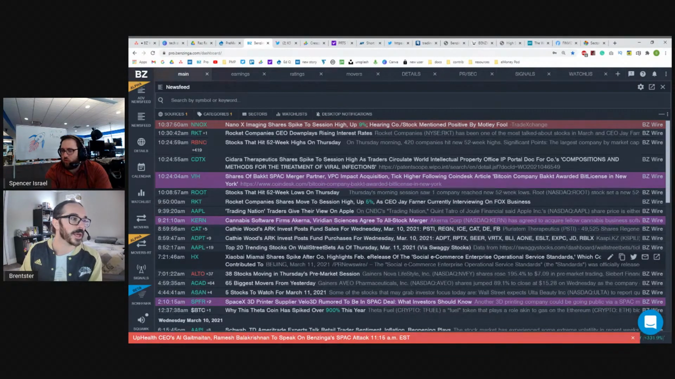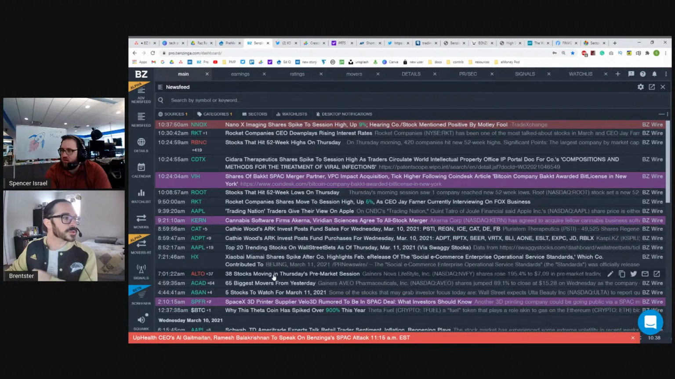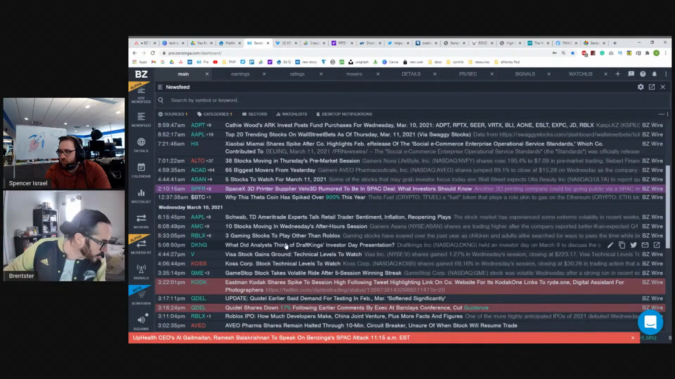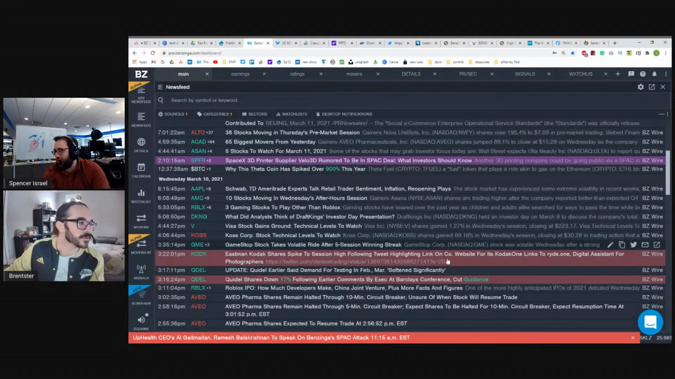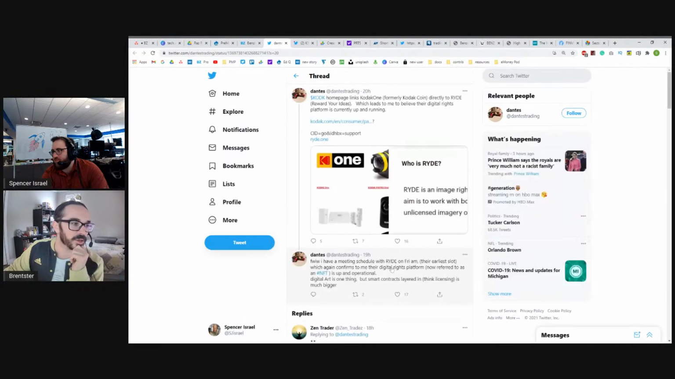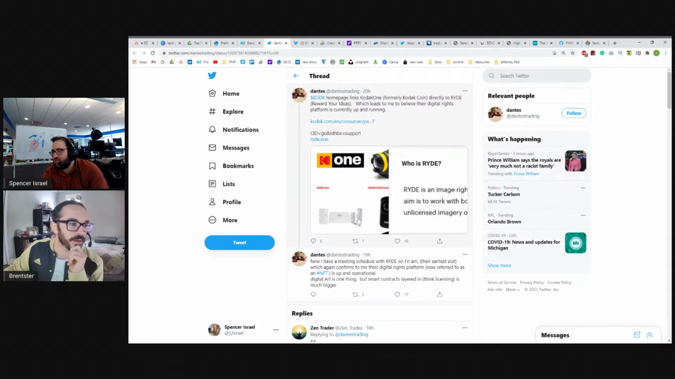Okay. So I'm seeing here today a bunch of stocks that Kathy Wood bought and sold. We're seeing Rocket, which you mentioned. Seeing CDTX. That looks like they must have had some news overnight. Scroll down to yesterday, Spence. Look at this item on Kodak. It was at 322. Don't do this to me. What is this Kodak headline? Tweet highlighting a link on their website. I think people were hinting that it could be something with an NFT.